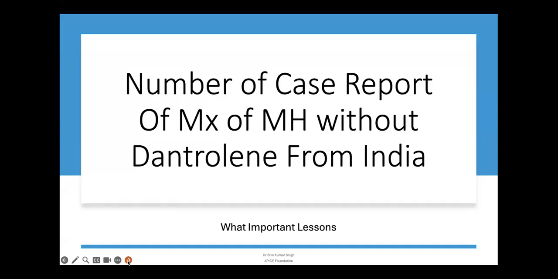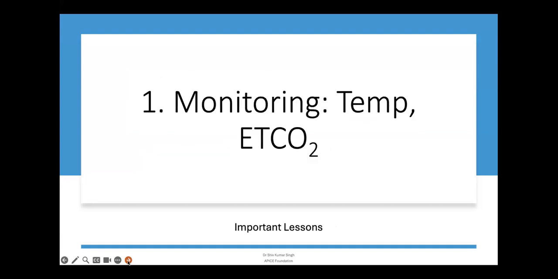Now there are a number of case reports of management of MH without dantrolene from India and some other places as well. And what are the important lessons which we can learn from these cases? One thing is, I asked in the group how many people regularly monitor temperature. Right. Now, temperature monitoring is advocated in any case which is going to be more than 30 minutes, but there is a cost involved. But that does not mean that you can't use other methods of monitoring temperature, right? You can have surface temperature monitoring, which is a one-time cost.